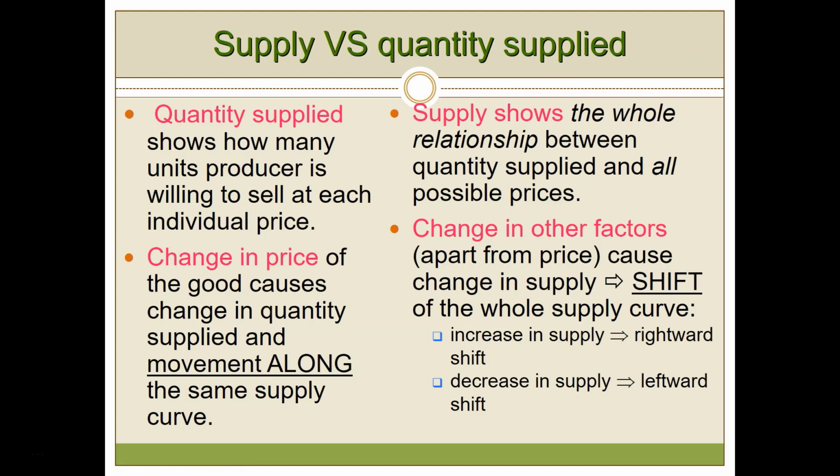While if there is a change in any other factor, any other determinant of supply apart from the price of our product, this will change the whole supply relationship and it will cause a shift in the supply curve. We'll have a new supply curve which will show a new relationship between prices and quantities. An increase in supply will imply that the supply curve will shift to the right, and a decrease in supply will imply a leftward shift in the supply curve.